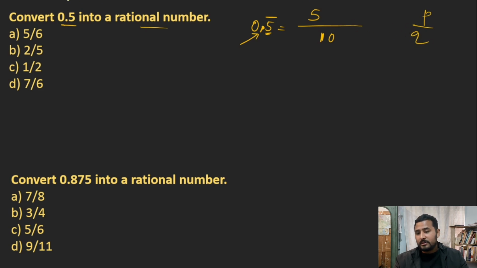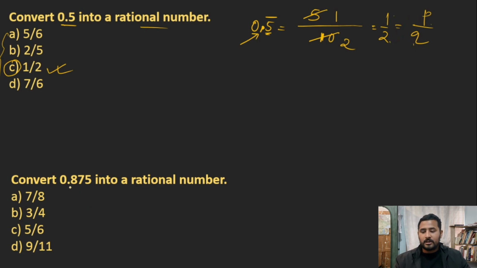So can you see in these 4 options 5 by 10? No. So what will you do? Start with the cancellation. 5 into 1 is 5, 5 into 2 is 10. So what we get is 1 by 2. Is it there? Yes, I can see it in option C. So our answer will be 1 by 2. Is it in the form of P by Q? Can you see P is 1, Q is 2? I hope it is clear.